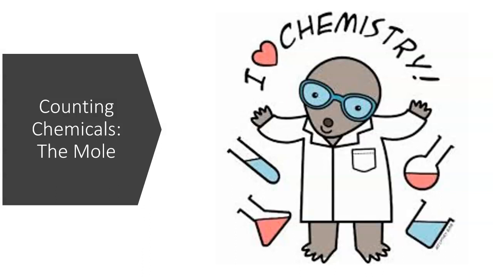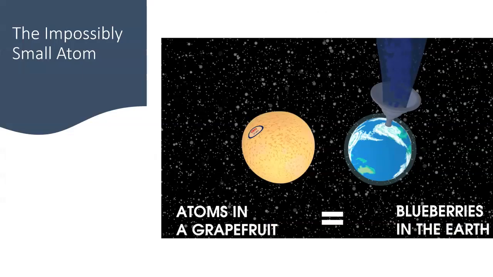Today we're going to talk about how we can count small things like atoms, molecules, and ions when we're dealing with chemical reactions. And we're going to be using a constant called Avogadro's constant and the concept of the mole. So remember that the atom is impossibly small.